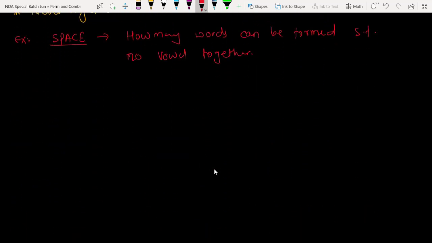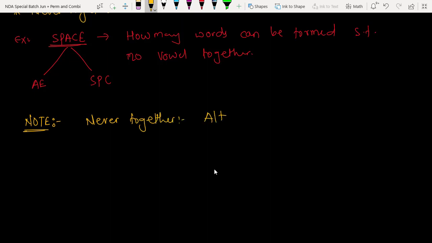यहाँ पे देखो, SPACE में we have 2 vowels, A and E, and S, P, C, these are the 3 consonants. I will write the note again. Very important note. Wherever throughout the course I write a note, these all are very important. Note: whenever you come across a never together case, just go with the alternate arrangement, and always fix the position of the opposite object.